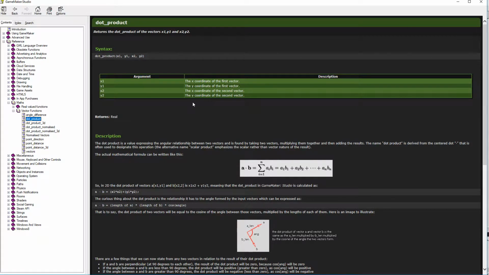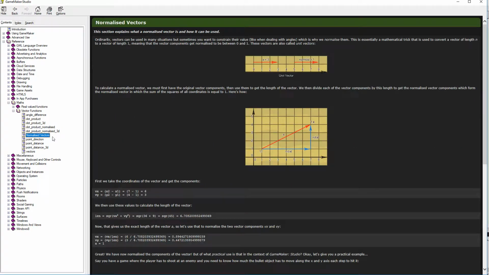So let's look at these a little bit. This section explains what a normalized vector is and how it can be used. Ordinarily, vectors can be used in many situations, but sometimes you want to constrain their values, like when dealing with angles, which is why we normalize them. This is essentially a mathematical trick that is used to convert a vector of length n to a vector of length 1. Meaning that the vector components get normalized to be between 0 and 1. These vectors are called unit vectors.